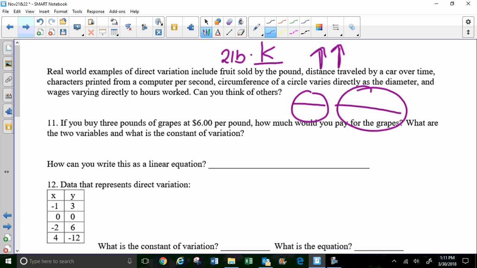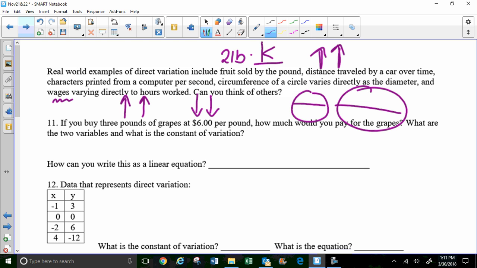And then wages is my favorite example. Think about it. If you work 0 hours, say you work at Tropical Smoothie, you make $0. But if you work more hours, you get more money. If you work less hours, you get less money. So maybe you can think of a couple others as well.